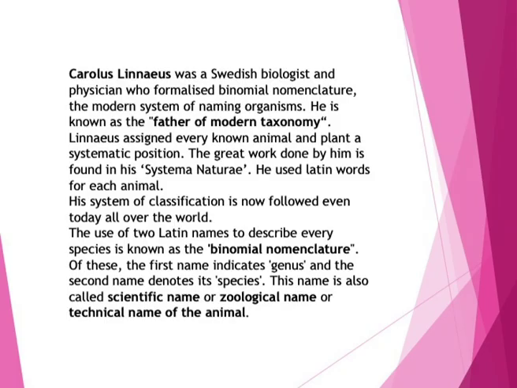The use of 2 Latin names to describe every species is known as the binomial nomenclature. Of these, the first name indicates genus and the second name denotes its species. This name is also called scientific name or zoological name or technical name as well.